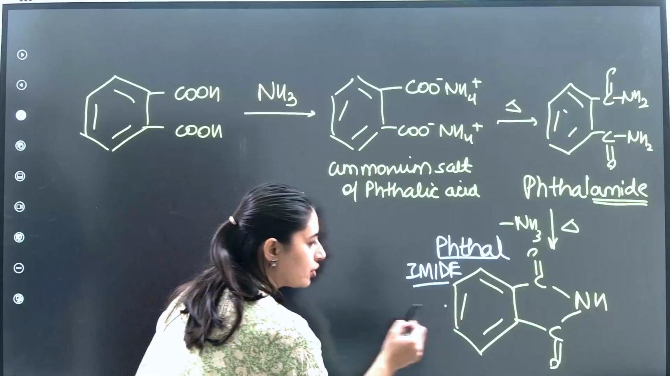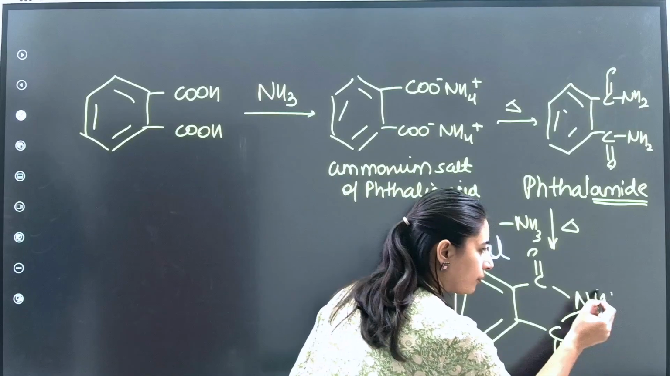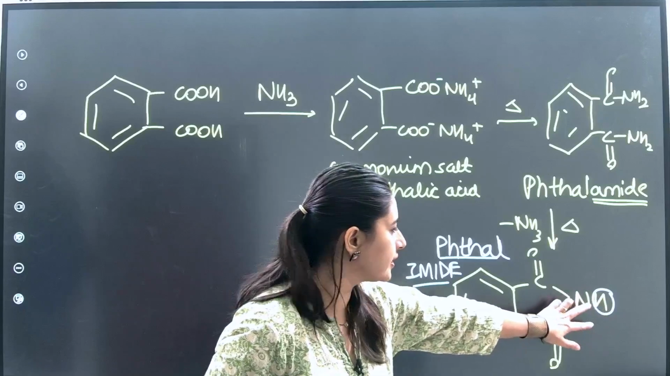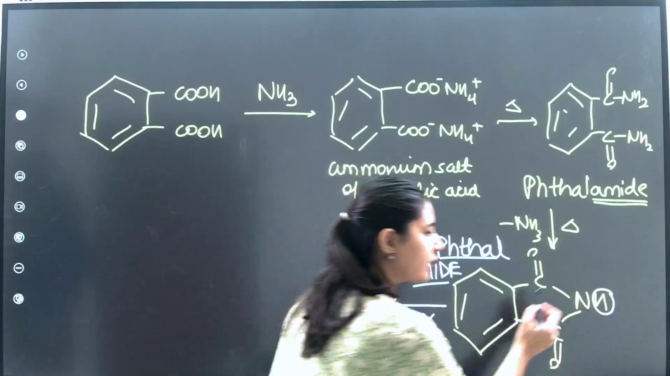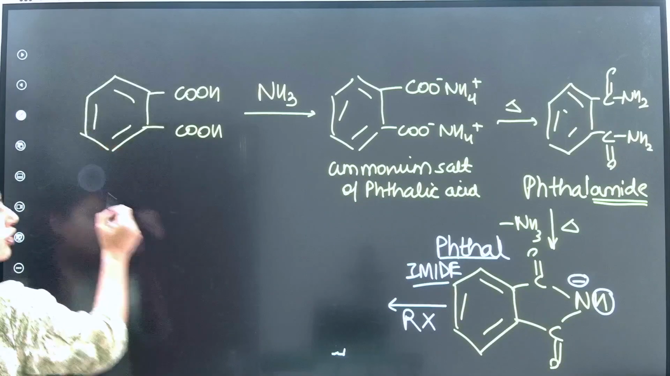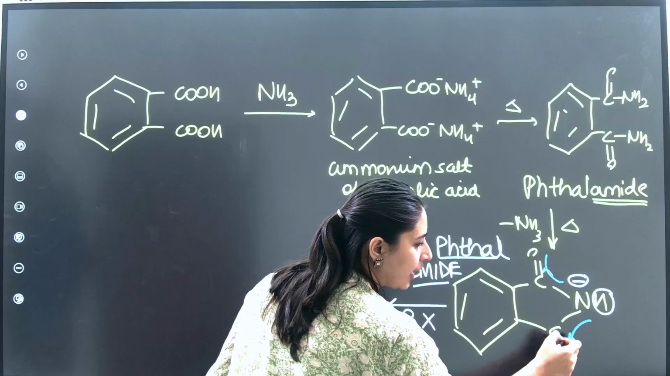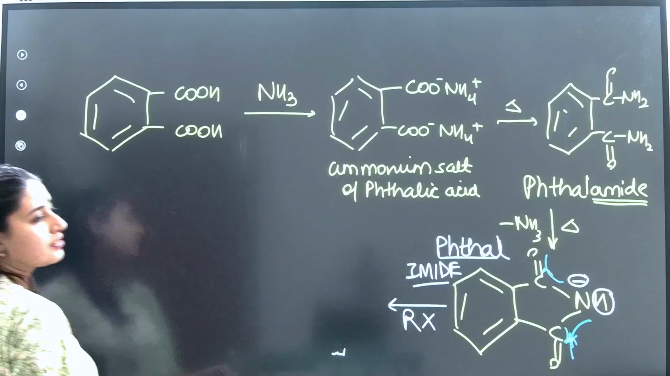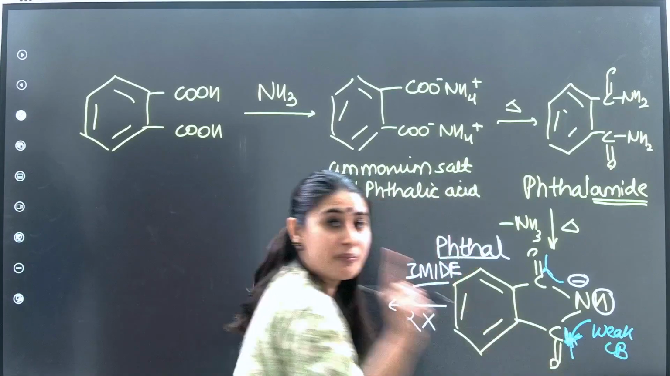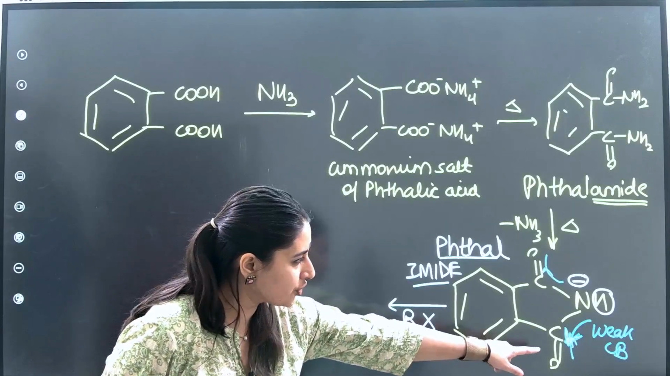Now starts the reaction. Now what you can add is RX to it. You can see this hydrogen is going to be easily replaceable. Why? Because this is an acidic hydrogen. If this H plus goes, you will get a minus here. And this minus is well taken care of by the two carbonyl groups here. This is a weak conjugate base. And remember the Maha Mantra: weaker the conjugate base, stronger the acid.